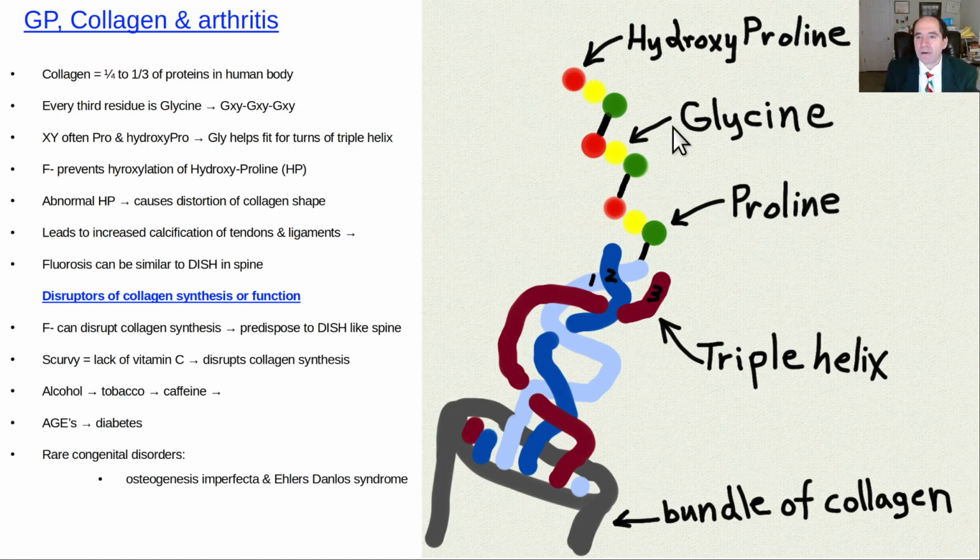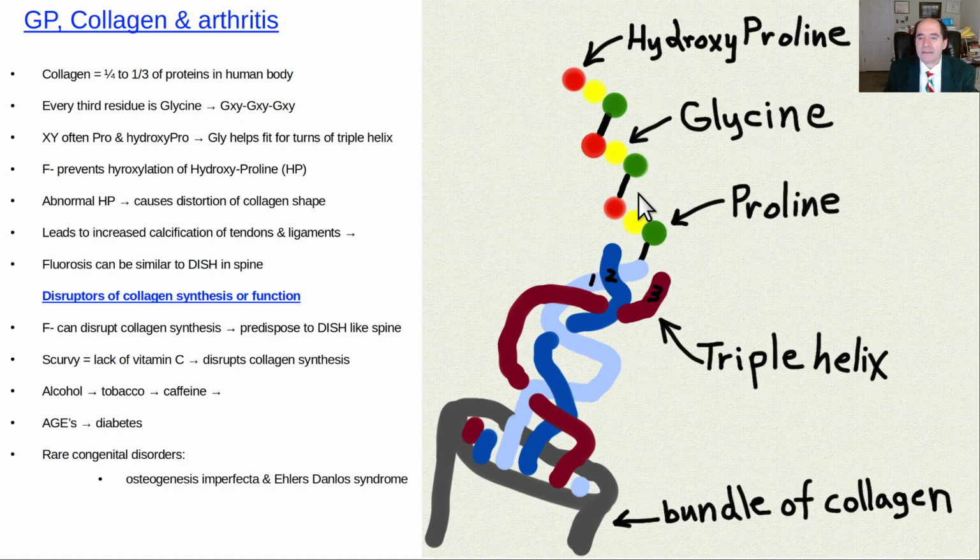And the point I'm making here is that by inhibiting the hydroxyproline production on these proteins, F- has a major negative effect on the formation of collagen. So it's disrupting the entire scaffolding system in your body. That's bad. That's why I avoid it as completely as possible.